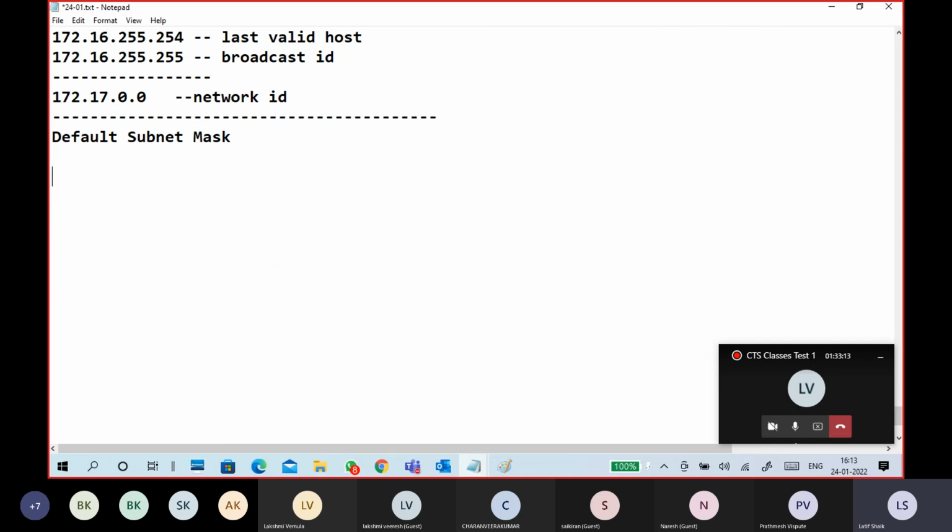Before going to the subnet mask writing, I will write again here, but I want to explain how it is calculated. It calculates based on a NAND operation, NAND gate operation. Okay, so a NAND gate is a logical gate.